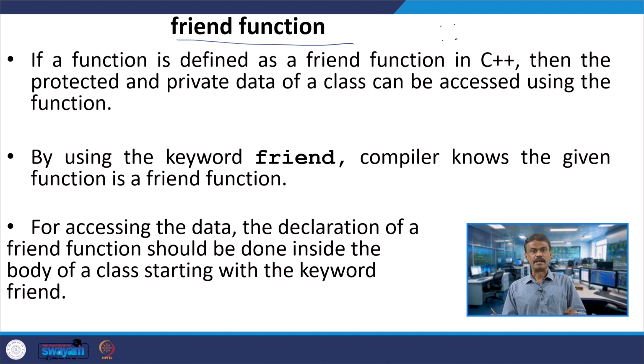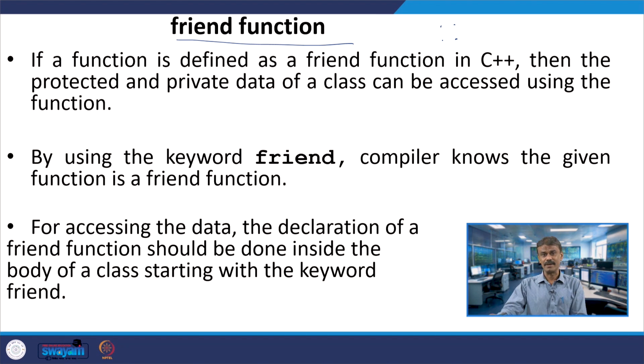Okay. So, the next concept is the friend function. Suppose a function is defined as a friend function in programming like C++, then you can access the protected and private member data of a particular class. So, this can be accessed using the friend function. That is exactly the meaning of friend: you can take any help from a friend, the usual, physical meaning.